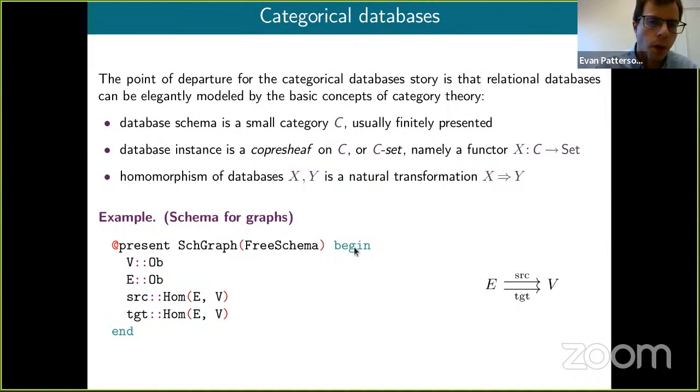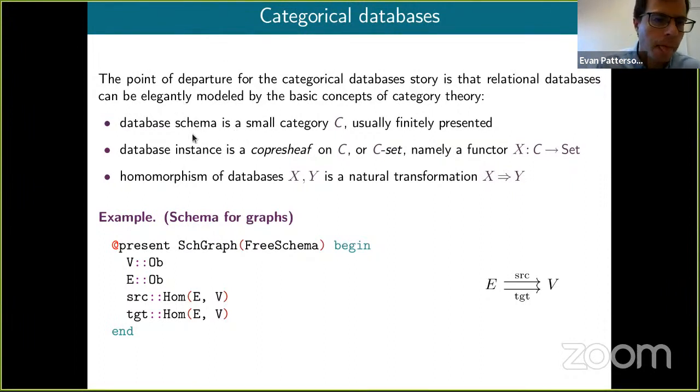So the point of departure for this story is that relational databases can be modeled in a very simple and elegant way using nothing but the most elementary concepts of category theory. And this model that I'll describe can be elaborated in various ways, and it can be useful to elaborate it if one wants to accommodate practical features of real database systems. But for the purposes of this talk, this very simple model is enough.